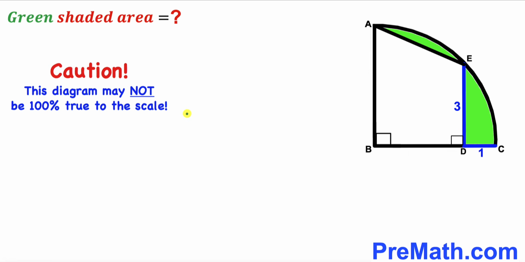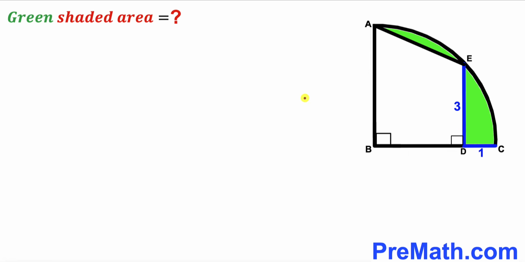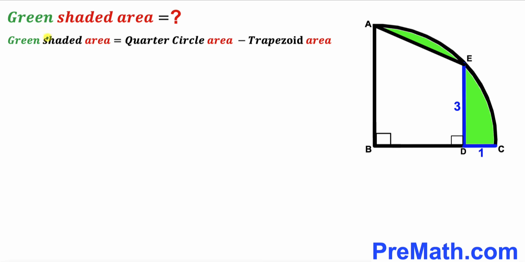Please keep in mind that this figure may not be 100% true to scale. Let's go ahead and get started. Since we are interested in calculating the area of the green shaded region, let's make an observation. The green shaded region area is equal to the whole quarter circle area minus the area of the trapezoid ABDE. So our task is to calculate the radius of this quarter circle first.